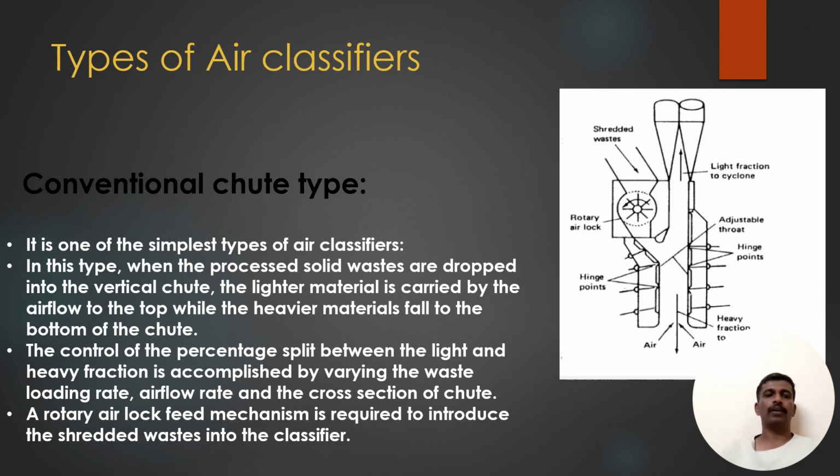In this type, when the processed solid waste is dropped into a vertical chute, the lighter materials are carried by the airflow to the top, while heavier material falls to the bottom. The percentage split between the light and heavy fractions is controlled by varying the waste loading rate, airflow rate and the cross section of the chute. A rotary air lock feeder machine is required to introduce the shredded waste into the classifier.